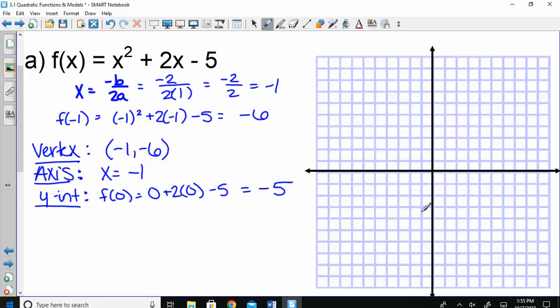So if I want to graph this, we have -1, -6. The y-intercept is -5. Axis of symmetry is just the vertical line going through that. I require a minimum of 3 points. We have 2. How do I get a third? You can plug in another point. Yeah, you could also just take your y-intercept and reflect it across your axis of symmetry. So it's 1 away from my axis, so if you go 1 the other direction, you would have it.